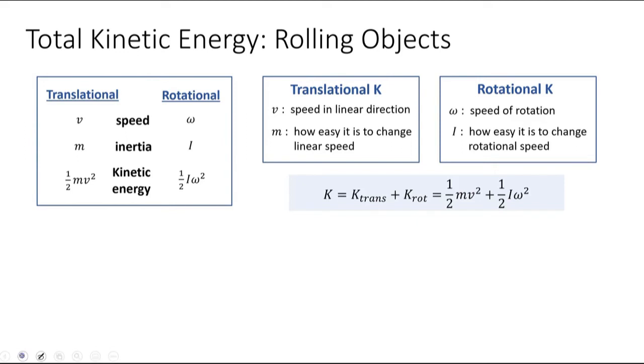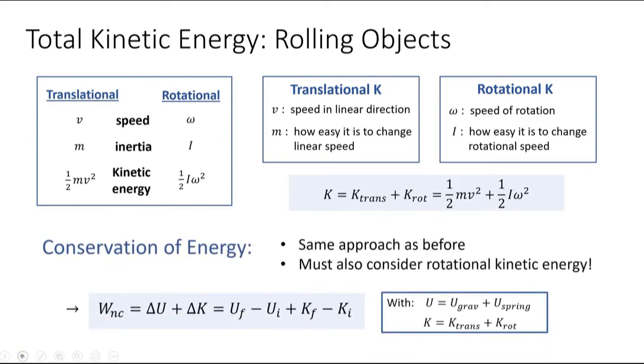So then when we have an object that is rolling, we'll still be able to use conservation of energy to study the motion of that object. Here we'll just have to think about total kinetic energy in terms of translational plus rotational kinetic energy. So in these types of problems, you'll want to think to yourself, is there work done by a non-conservative force on my object? So in other words, is there friction? If there is, then we set the work done by that non-conservative force equal to the change in mechanical energy, or in other words, the change in U plus the change in K. If not, then delta K plus delta U will be 0.